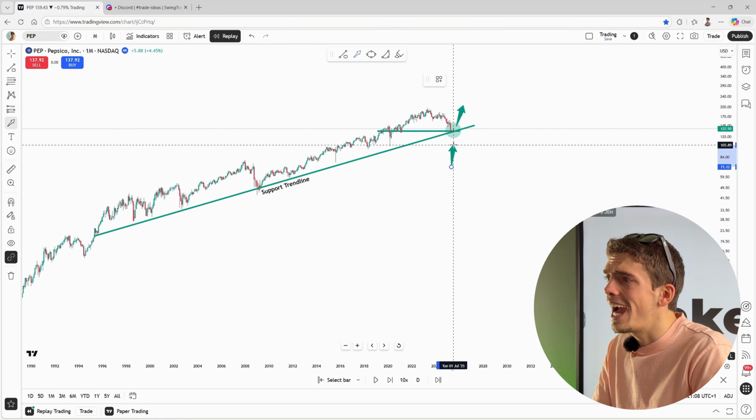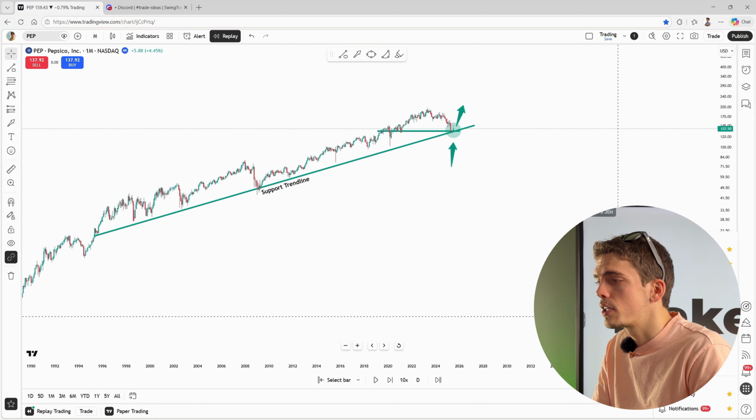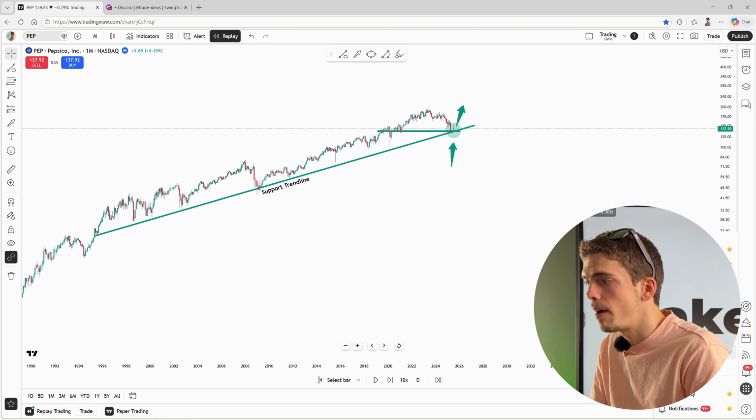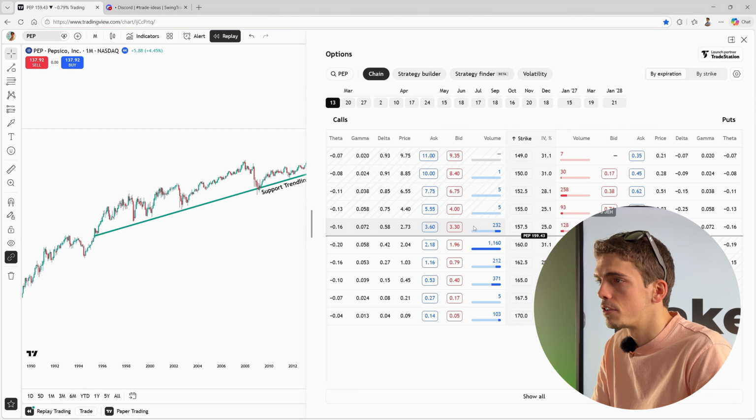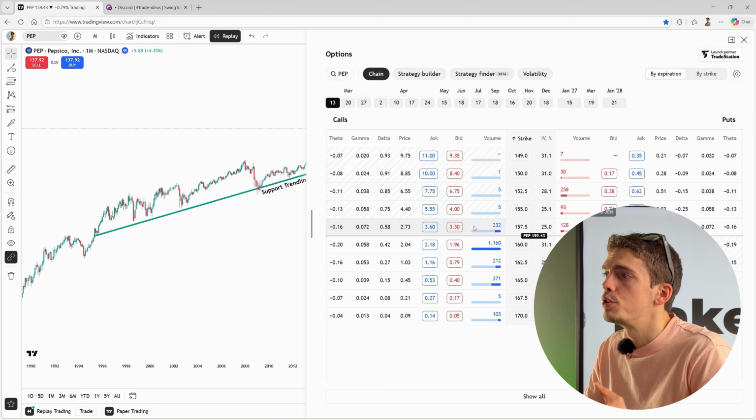Obviously here we can now also take a look at the PepsiCo options chain, but obviously this swing trade was already entered a couple of months ago and we already closed out our full position. But let's just say hypothetically how we have to approach it.